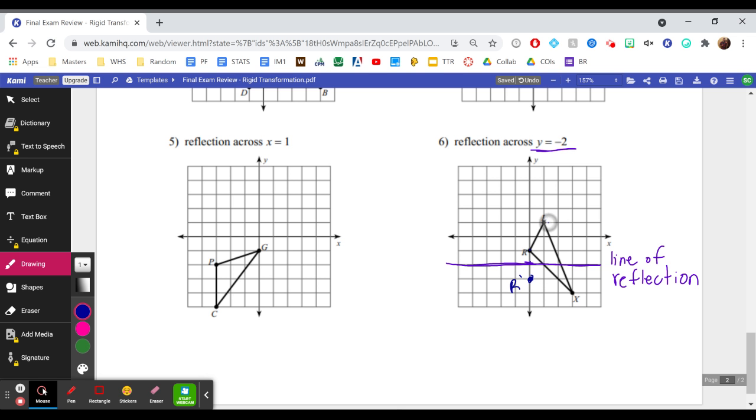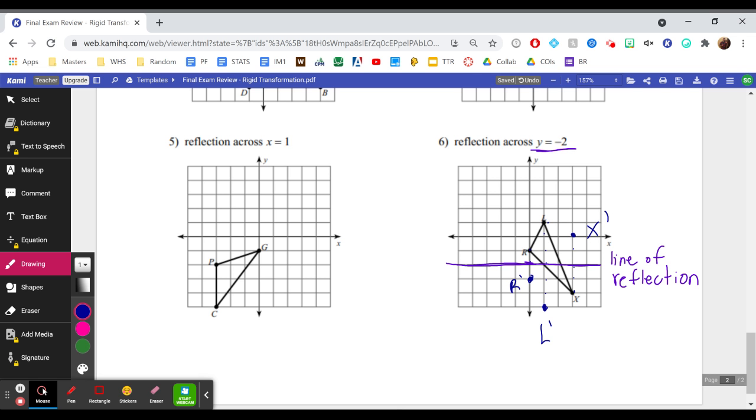L is 1, 2, 3 units away from the line of reflection. So we're going to keep going another 3. So 1, 2, 3. And that's going to be L prime. Now this one's weird because X is on the opposite side of the line of reflection. But that's okay. That just tells us that we always move towards the line of reflection no matter what side the points are on. Okay? So 1, 2, and then 1, 2. So that's going to be our X prime.